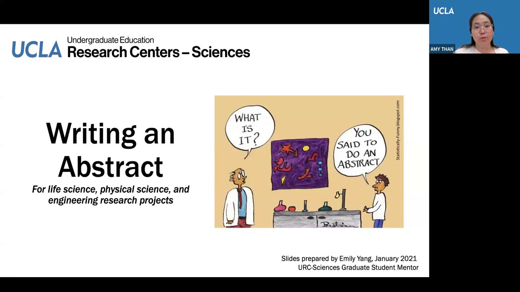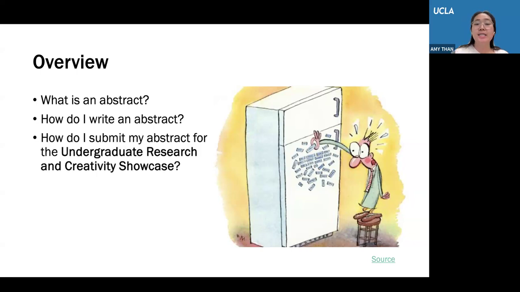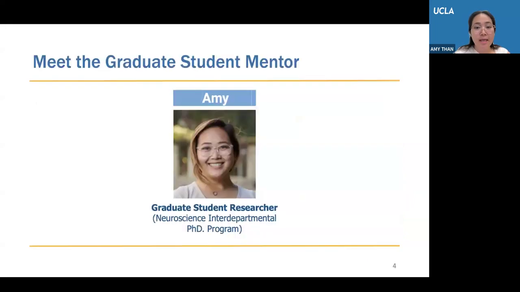I'm talking on behalf of the Undergrad Research Center, and I think a good start is an overview. We will first talk about what an abstract is. How do you write an abstract? How do you submit your abstract for the undergrad research and creativity showcase that happens every year at UCLA?